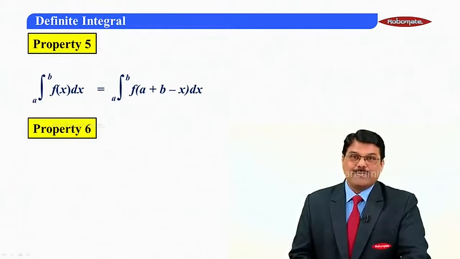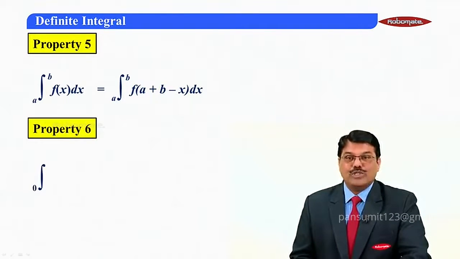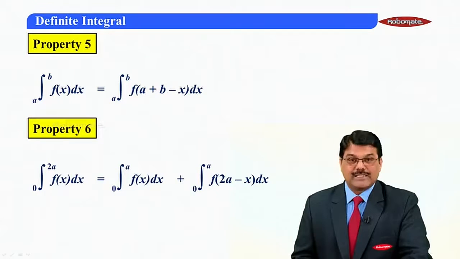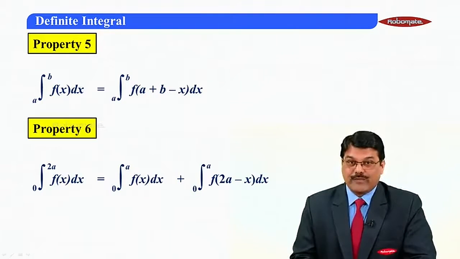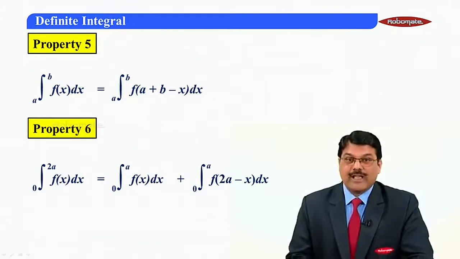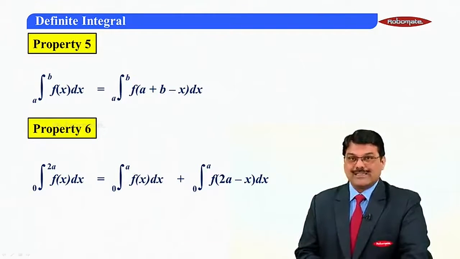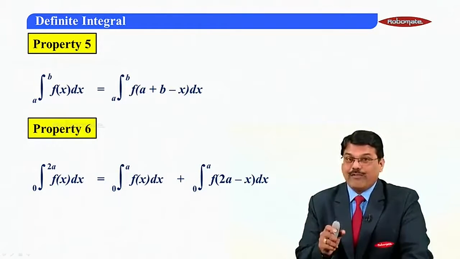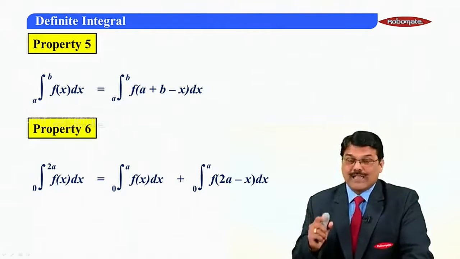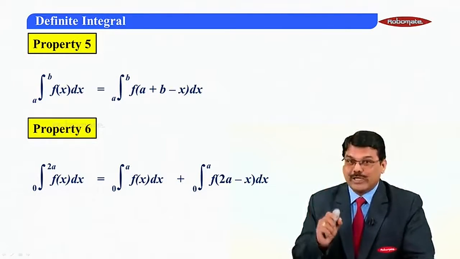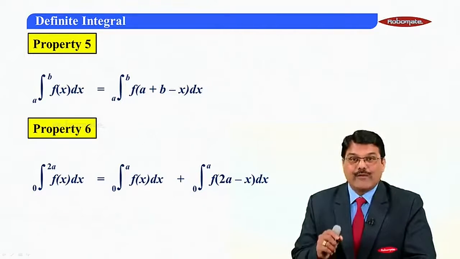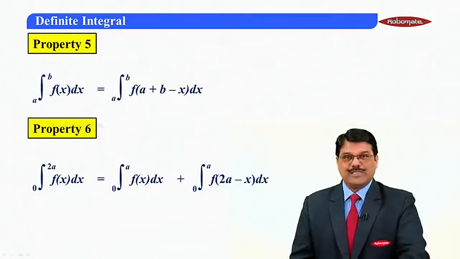Now the property number 6, integration goes from 0 to 2a f of x with respect to dx, correct? That is equal to integration goes from 0 to a f of x with respect to dx plus 0 to a f of 2a minus x with respect to dx. See the second integral part, that is f of 2a minus x. On the left hand side we have the upper limit, that is 2a, so it becomes 0 to a f of 2a minus x with respect to dx.